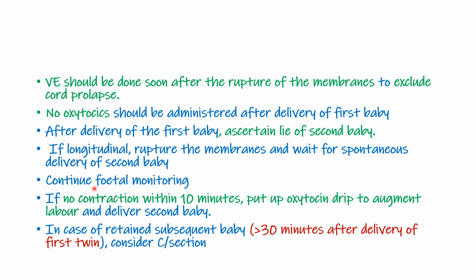Later, you continue to do fetal monitoring, and if there's no contraction within 10 minutes, then you put this patient on an oxytocin drip to augment labor, and then you deliver the second baby. Then, in case we have a retained subsequent twin that is greater than 30 minutes after delivery of the first twin, you consider cesarean section.